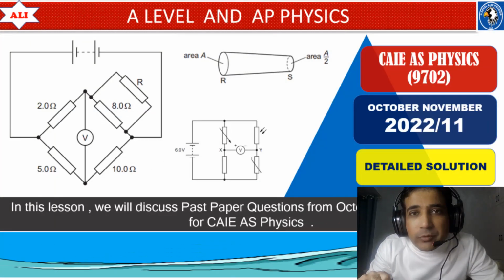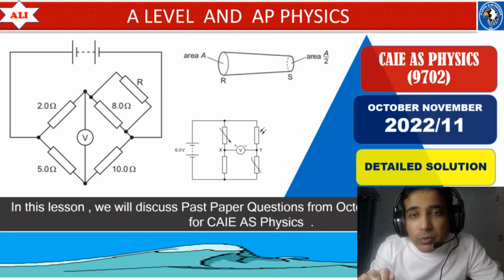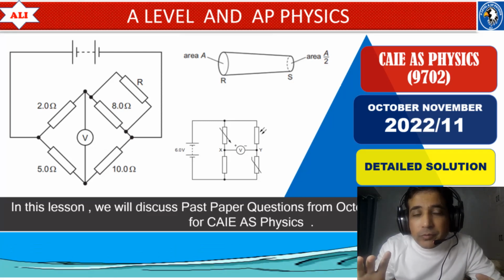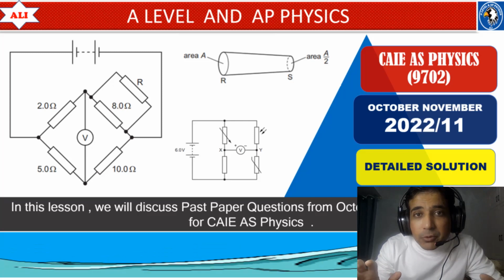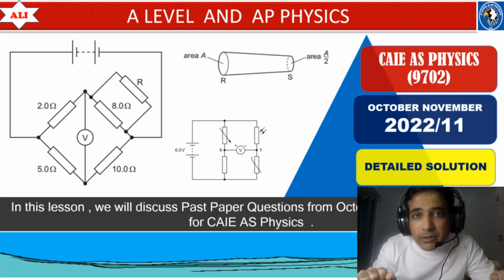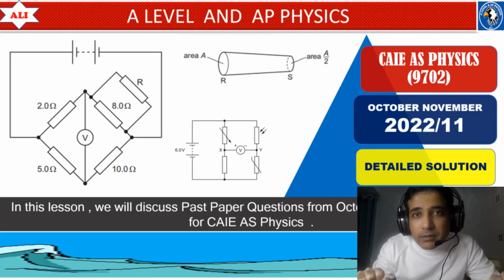In today's lesson, we will discuss past paper questions on electricity from October-November 2022, Paper 1, Variant 1. In this lesson, as always, we will discuss these questions in detail so you can improve your conceptual understanding and also have a better understanding of these questions and electricity concepts. Let's study together. Let's improve together.